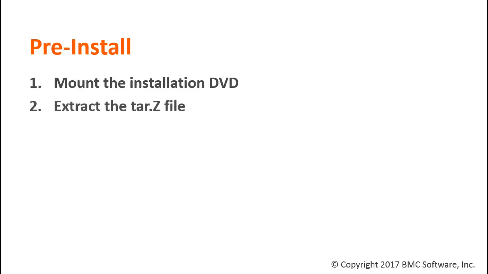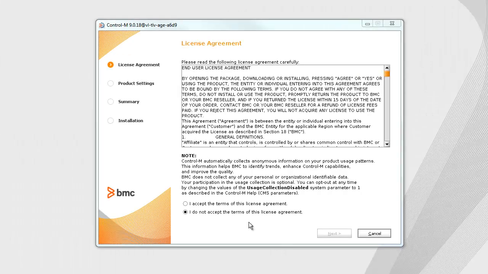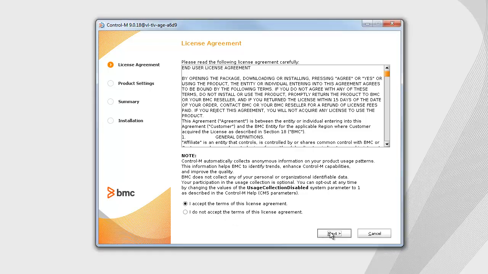To start the installation process, mount the installation DVD, or, from the temporary directory, extract the tar.z file. Next, set your display environment variable. From your home directory, run the setup.sh command. The Control-M installation wizard opens, which will guide you through the installation process. Read and accept the license agreement.